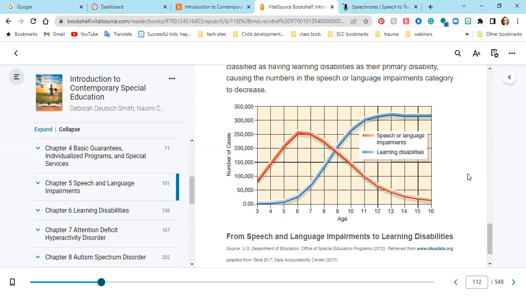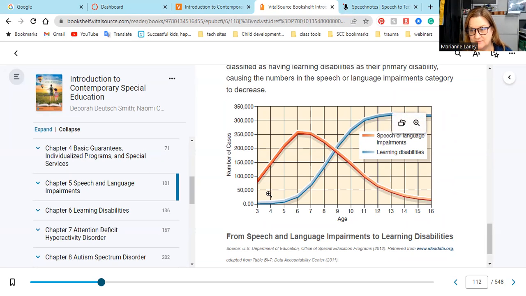I will ask you on a quiz or test: which disability category, speech or language, or LD, shows up first? I want to hear from the group. Speech, yes. Why? Because the learning disabilities are identified when they start preschool, when they start reading. That's when it's noticeable. Yes, thank you, Jessica.